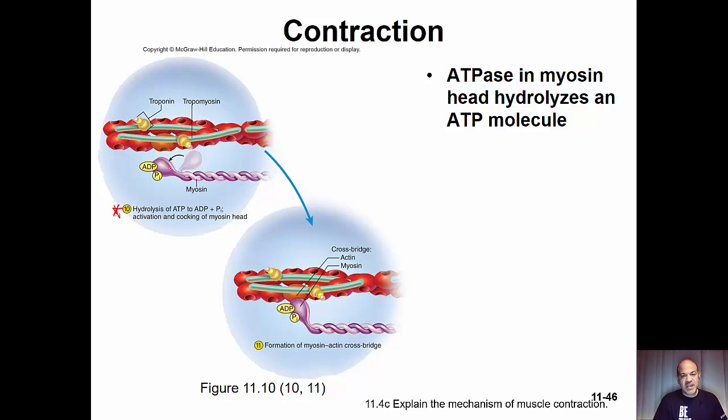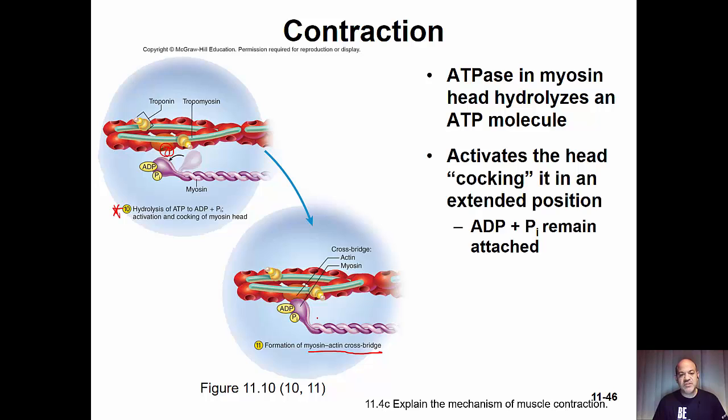That's going to cause the head of the myosin molecule to extend outward, to become loaded, kind of like a spring. And what's going to happen after that is the myosin head is going to form a connection to the active site right up here. And when it does that, that's called a myosin-actin cross bridge, because there's a cross connection there. Okay?